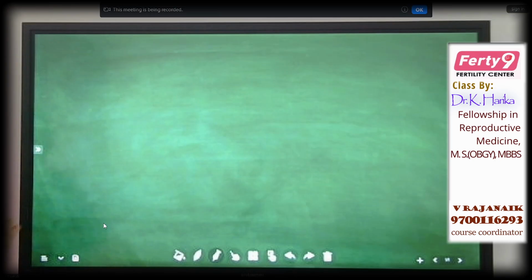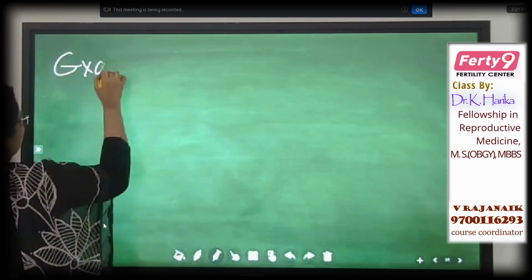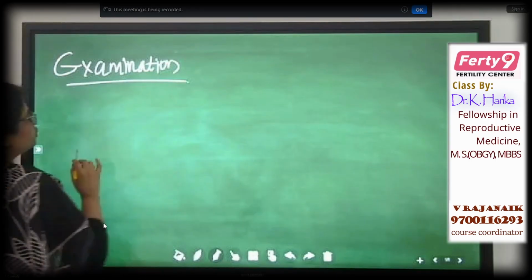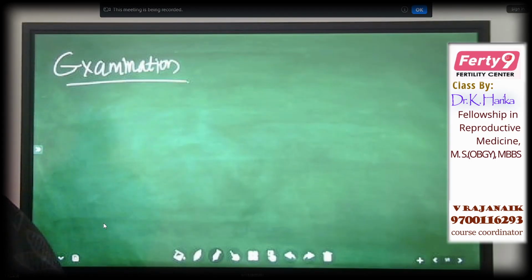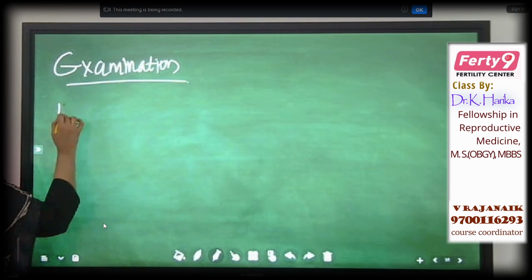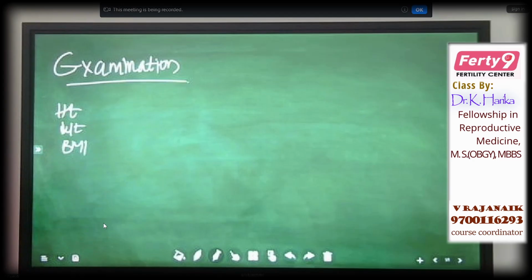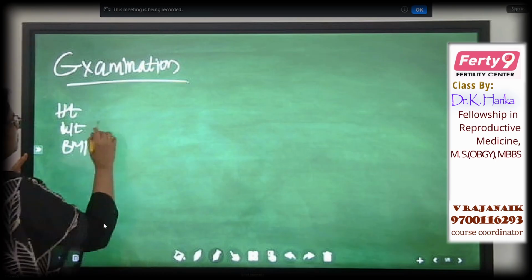Okay, next, examination. Examination includes a head to toe examination. First we have to observe height, weight, BMI, because obese males generally have decreased testosterone production. We have to check height, weight, and BMI to categorize types of obesity, grading of obesity. First thing.